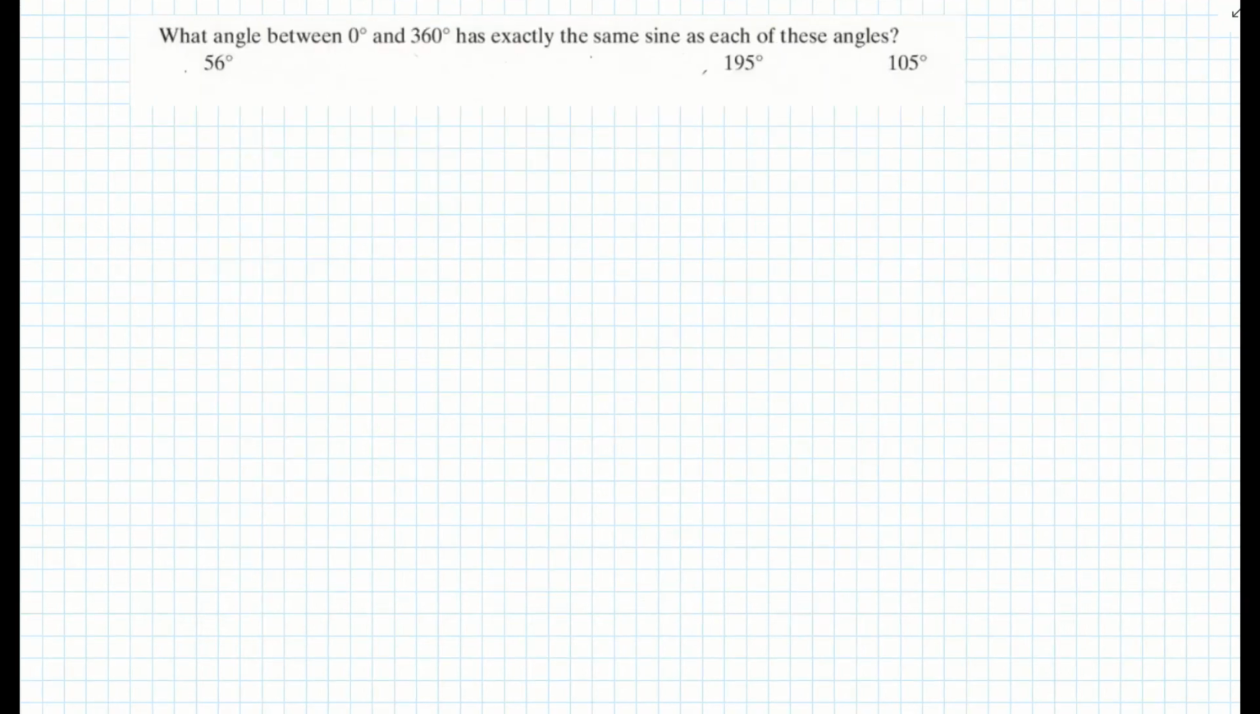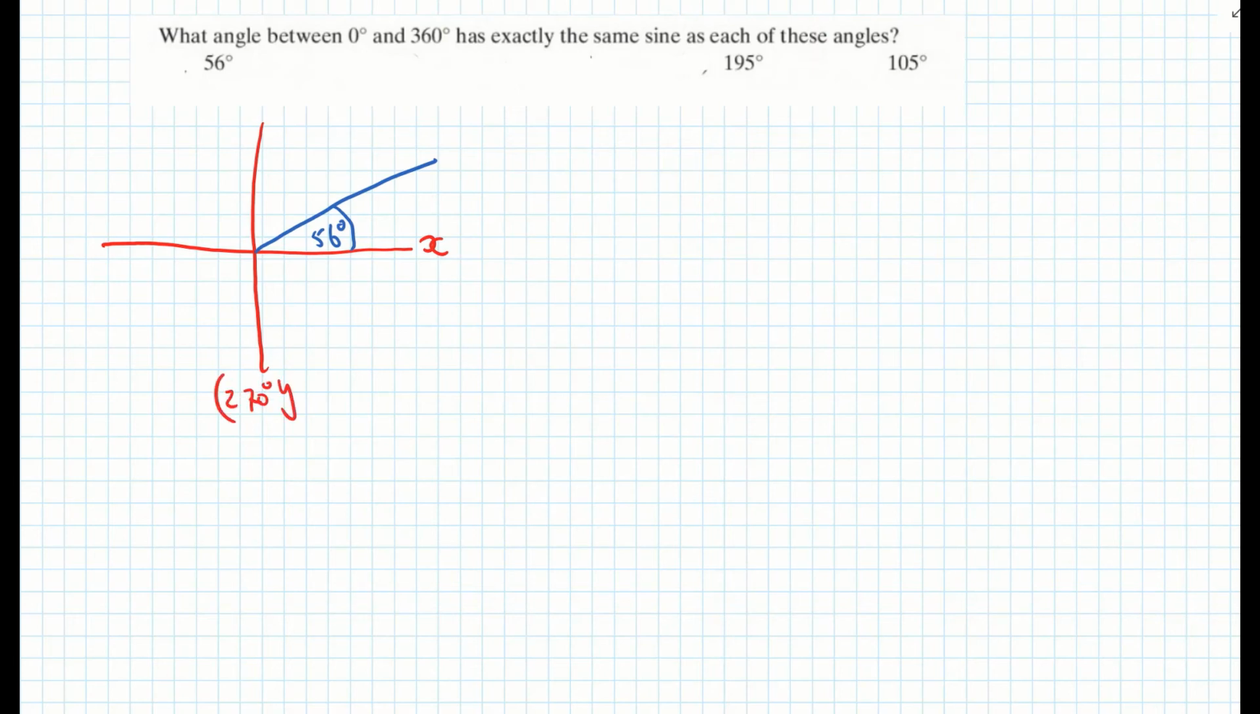So let's take a look at these three questions. Which angle between 0 and 360 degrees has the same sine as each of these angles? Let's look at the one there at 56 degrees. The best way of doing these again is to draw out your unit circle and mark in the angle of 56 degrees. That'll help us. So that's my reference angle there of 56 degrees. And I'm on my x-axis, my y-axis at 270 degrees, 0 degrees, 90 degrees, and 180 degrees. We are now looking for the sine angle that's equivalent to it.